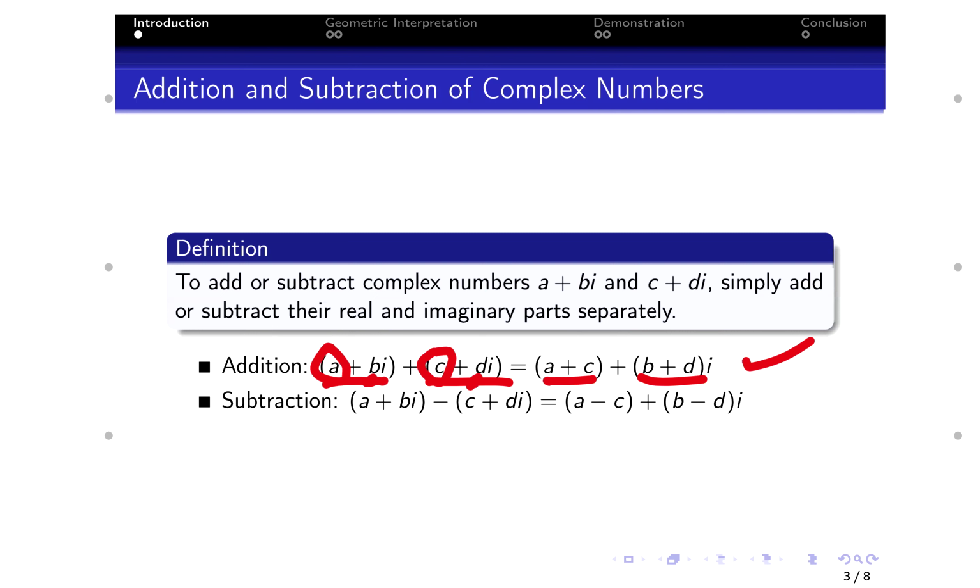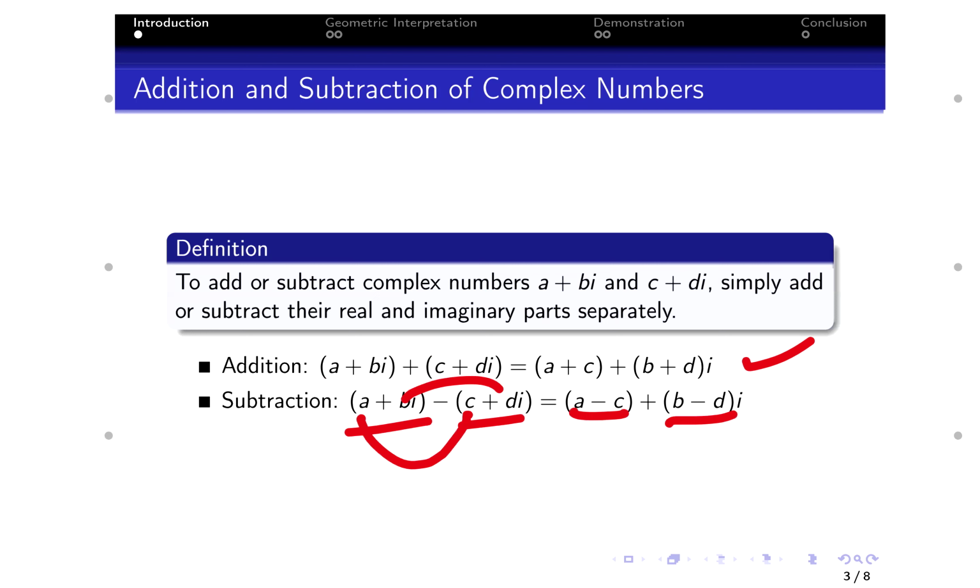So same for subtraction, right? You have a plus bi minus c plus di. That means you have a minus c here plus b minus d right here. So you have a minus c plus b minus d times i. Okay.